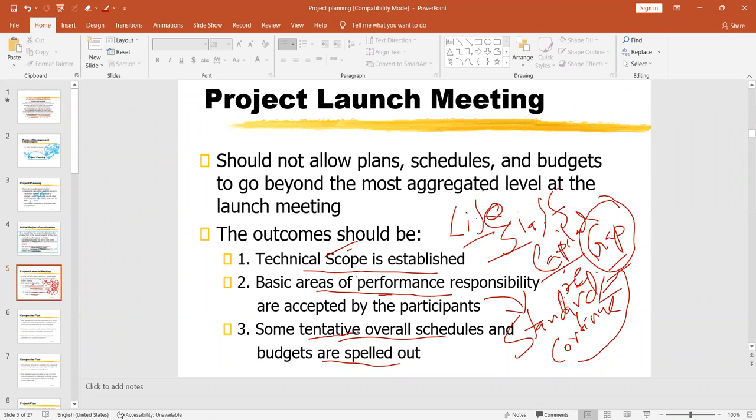And that's why in a project launch meeting, these are the important points. Tentative overall schedule means what? Task one, task two: you will have the beginning time of task one, the beginning time of task two, the ending time of task one, the ending time of task two.